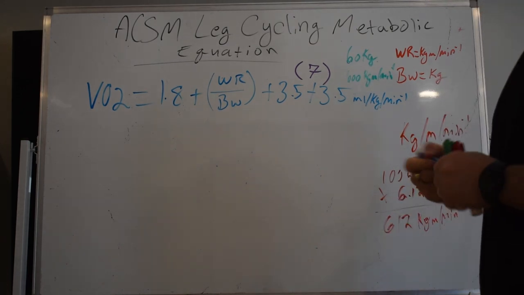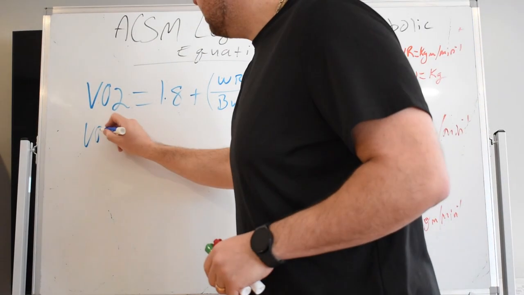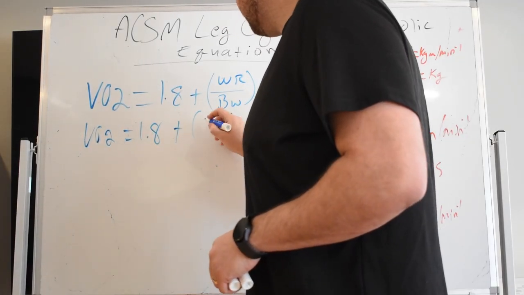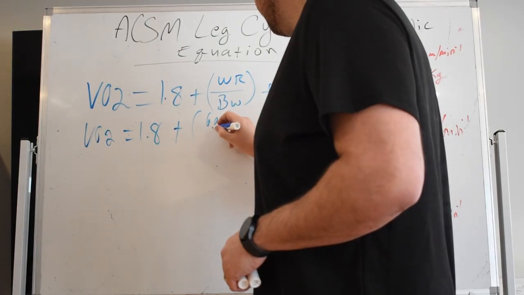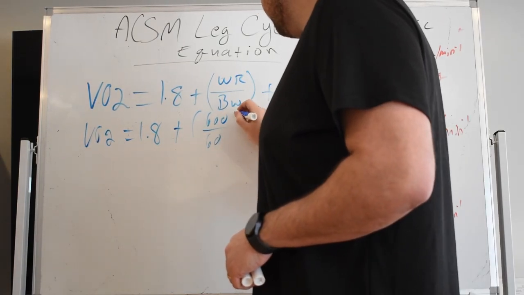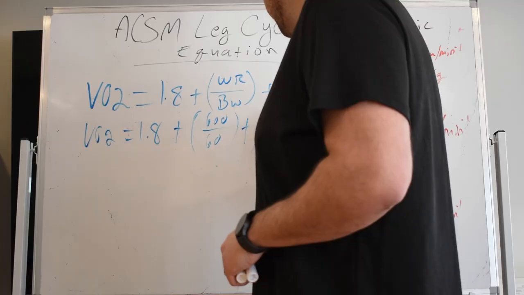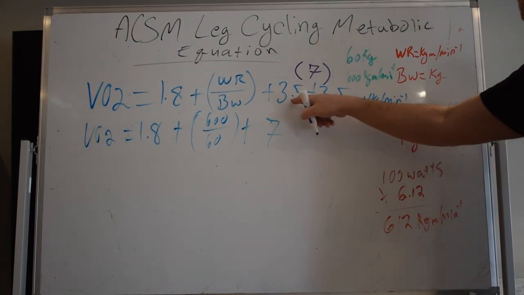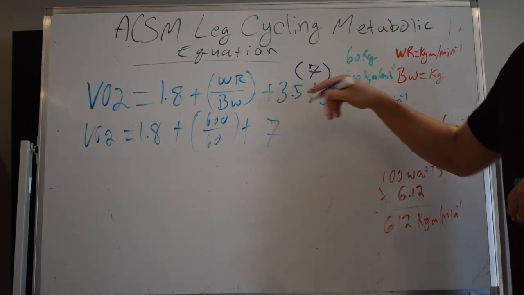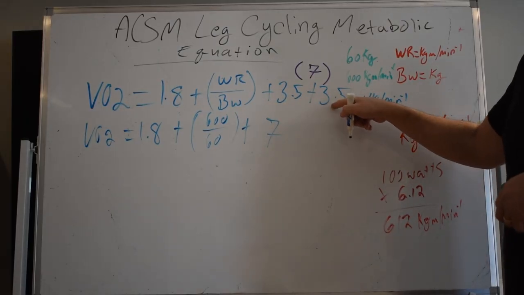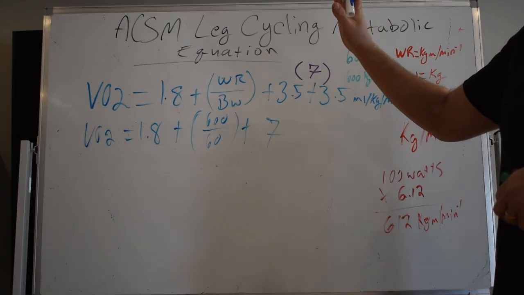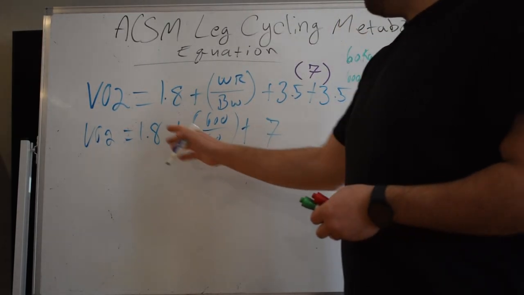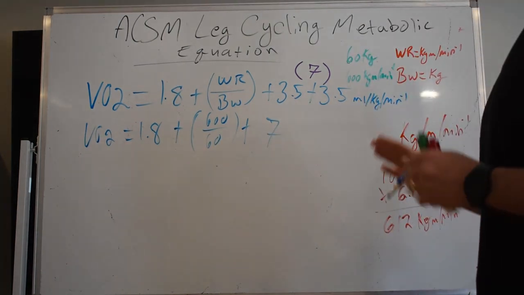When I do it, I like to completely rewrite the equation. So VO2 equals 1.8 plus my work rate, which is 600, divided by the body weight, which is 60, and then plus 7. So I'm just combining these two already. So this is resting VO2 on a horizontal component and resting VO2 on a vertical component, just in case you needed those. So here's my equation rewritten out.